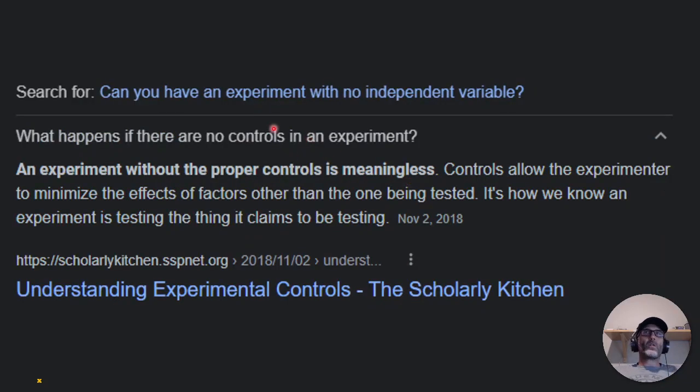What happens if there are no controls in an experiment? And again, the search was, can you have an experiment with no independent variable? And the short answer to that is no. You can't have an experiment without an independent variable. It'd be meaningless. A proper hypothesis has to manipulate an independent variable and show causation on a dependent variable.